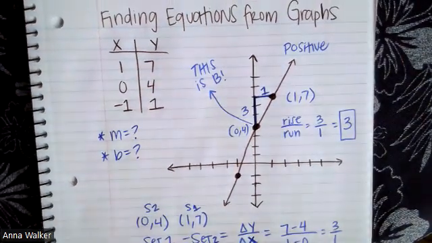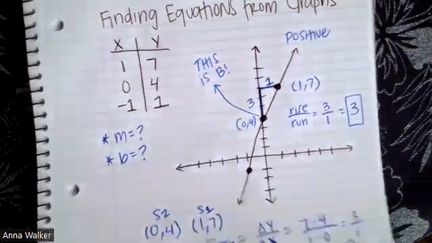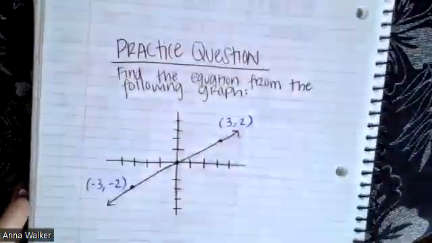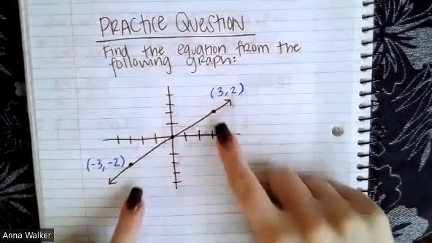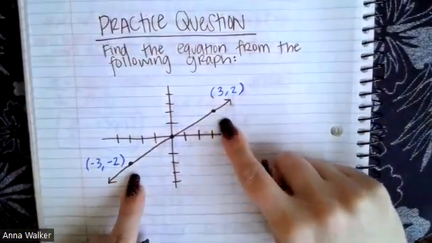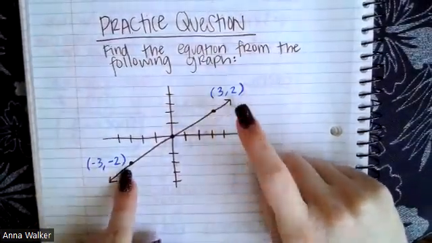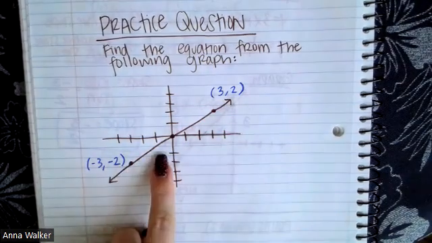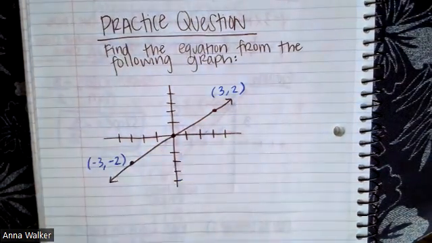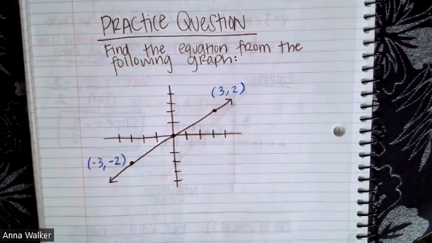Okay. So you have one practice question. I want you to figure out what is the formula or what is the equation that represents this particular graph. So I did actually give you the points on here. So this is 3, 2, and this is -3, -2. It crosses through the origin. So find the equation from the following graph.